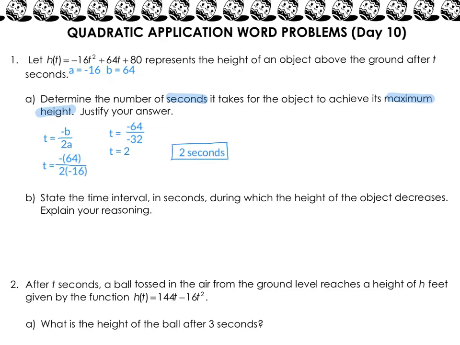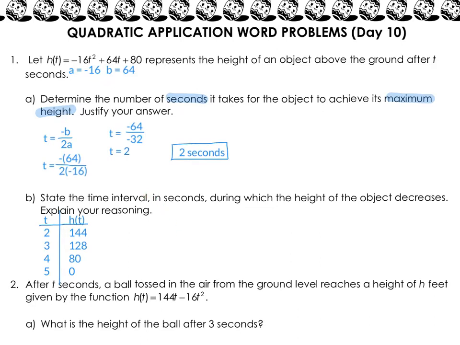The next question says, state the time interval in seconds during which the height of the object decreases and explain your reasoning. If I know that it achieves its maximum at 2 seconds and it's going to start at 0 seconds, I'm just going to plug this into y equals my equation, check the table, and write down my table of values. I only wrote the t values from 2 up till it hits the ground, because that's when it's decreasing, after it's gone up, hit its maximum height, and then starts coming down.